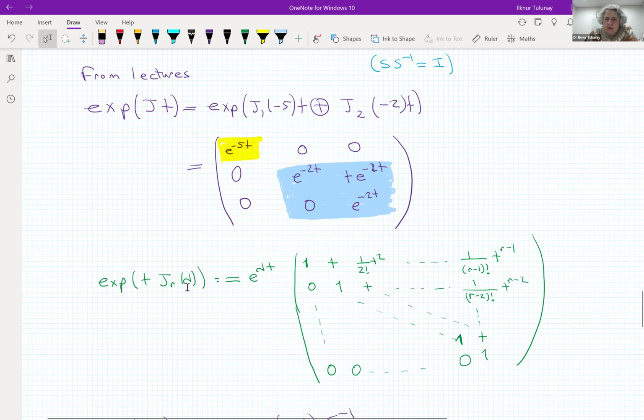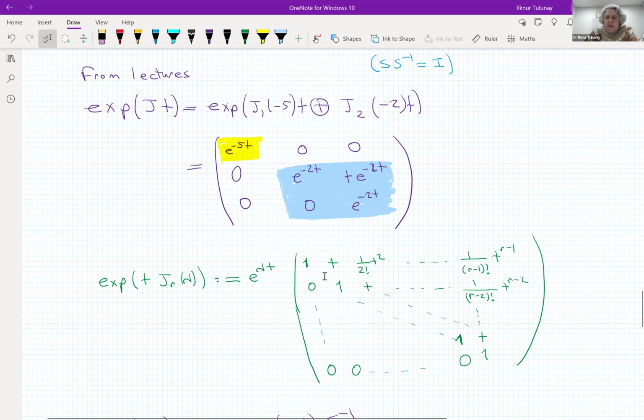If lambda is equal to minus 2, this is e to the minus 2t here, here, and here. This is this situation, and this t corresponds to this one. So this little square is this little square here. This 2 by 2 matrix is this 2 by 2 matrix. If you have 3 by 3, then you need to think about 1 over 2 t squared. Then you have e to the minus 2t, and so on.